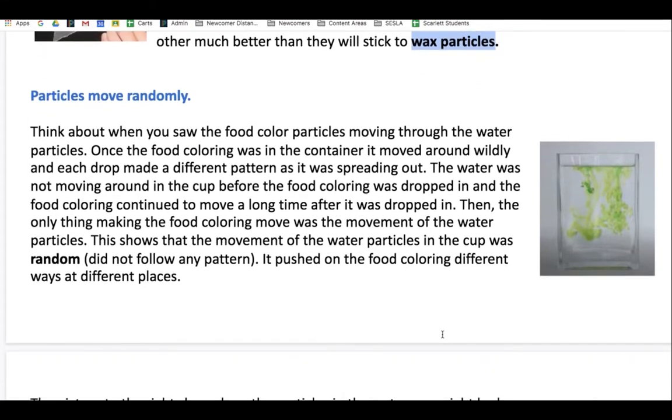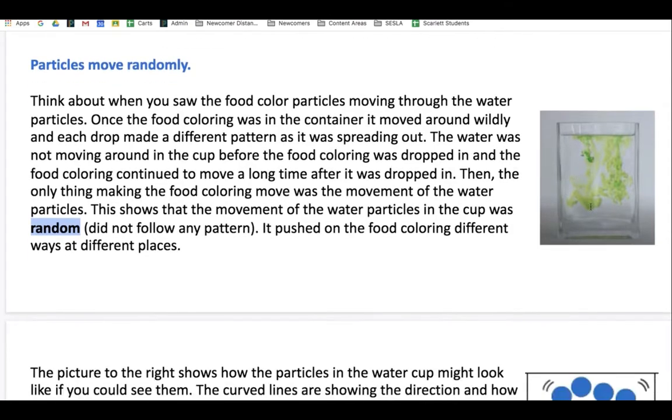The second thing you should have learned about particles. Particles move randomly. That means they don't have a pattern. Think about when you saw the food coloring particles moving through the water particles. Once the food coloring was in the container, it moved around wildly, and each drop made a different pattern as it was spreading out. The water was not moving around in the cup before the food coloring was dropped in, and then the food coloring continued to move a long time after it was dropped in. Then, the only thing making the food coloring move was the movement of the water particles. This shows that the movement of water particles in the cup was random. It did not follow any pattern. It pushed on the food coloring different ways at different places.